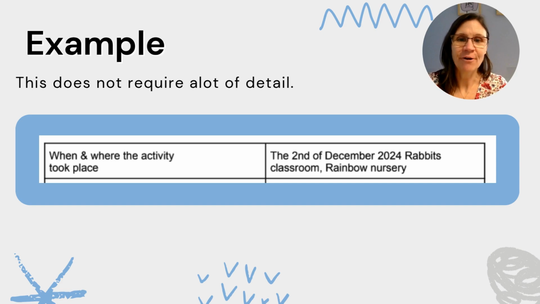Okay, so moving on to an example of how we want to have this. These examples, all of them are going to be very good because it's very factual information. This was the 2nd of December. It was in the Rabbits classroom at Rainbow Nursery. Okay, very easy, simply done.